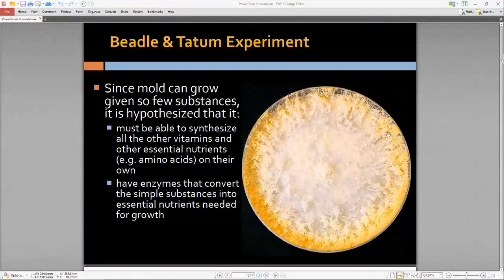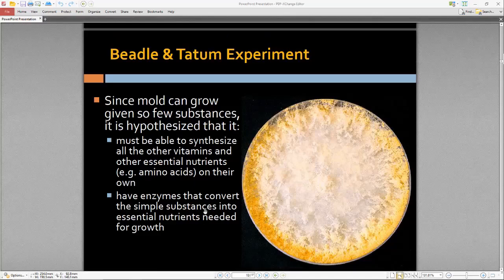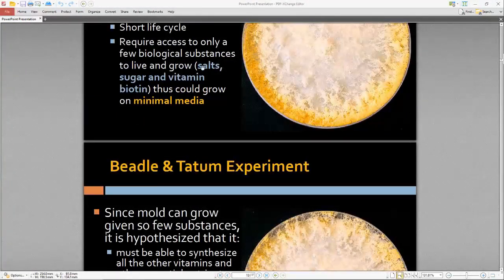Since this mold could grow on so few substances, they hypothesized that it has to be able to synthesize all other vitamins and essential nutrients on its own. In order to do that, it also must have the enzymes to convert these simple substances into essential nutrients. These simple substances were salts, sugar, and the vitamin biotin.